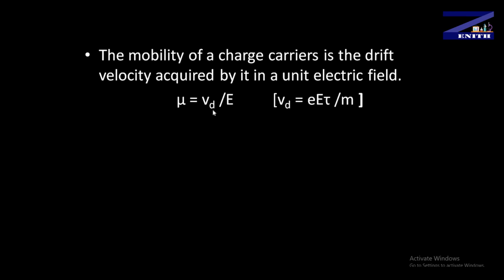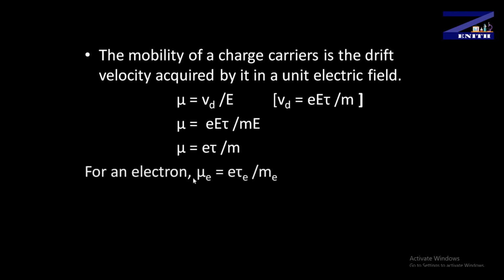And the formula for drift velocity is given by eEτ upon m. If you didn't know where it comes from, then go to the last video, you can easily get it. On putting the value of Vd, we get mu equals eEτ upon mE. On cancelling out the electric field, we get mu equals eτ upon m.